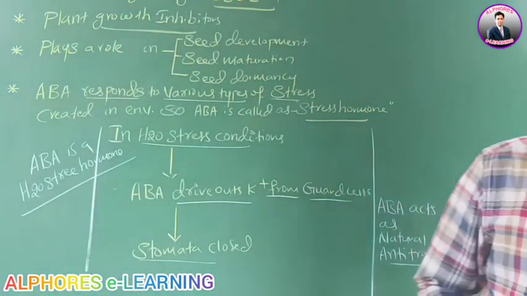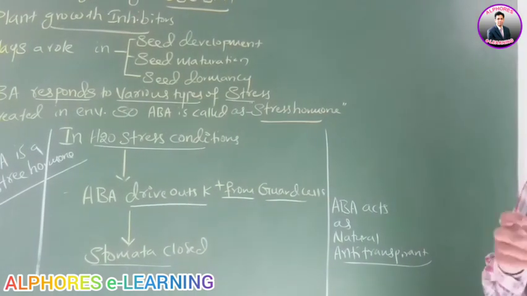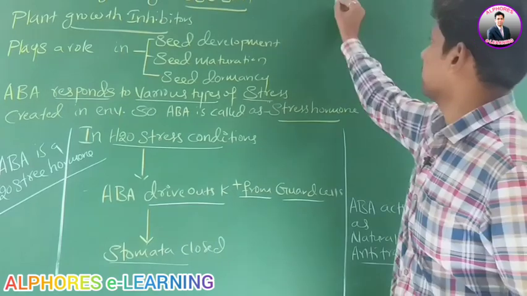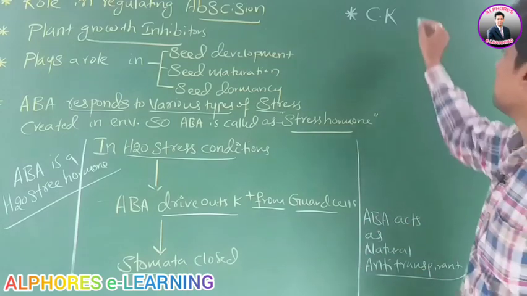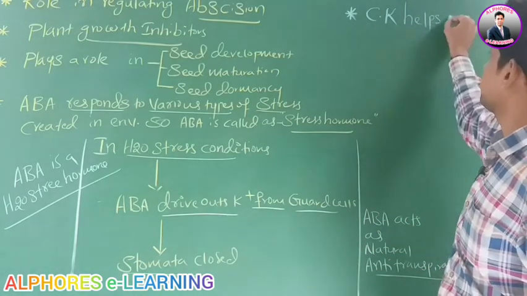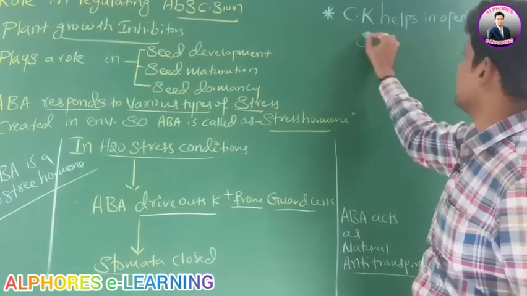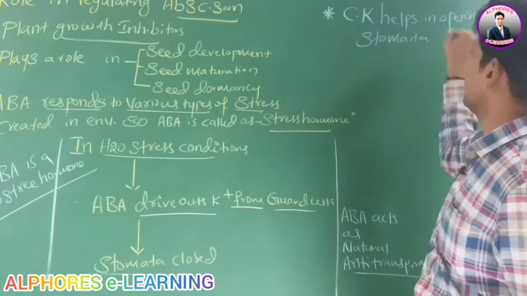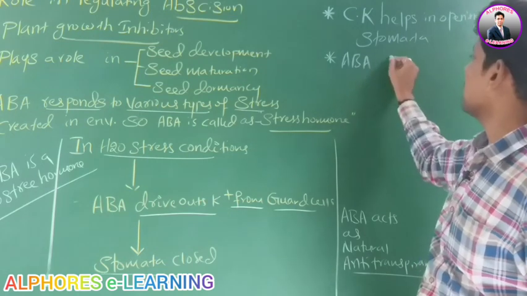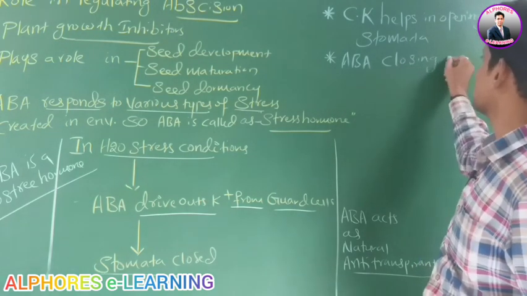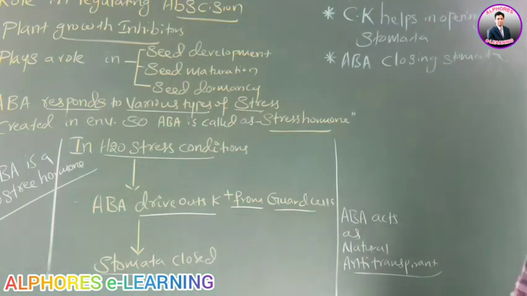Now, listen to this statement. Cytokinins help in opening of stomata. Abscisic acid helps in closing of stomata. Yes or no? This statement we already read. Cytokinins help in opening of stomata, whereas abscisic acid, ABA, is closing the stomata. Is this statement okay?